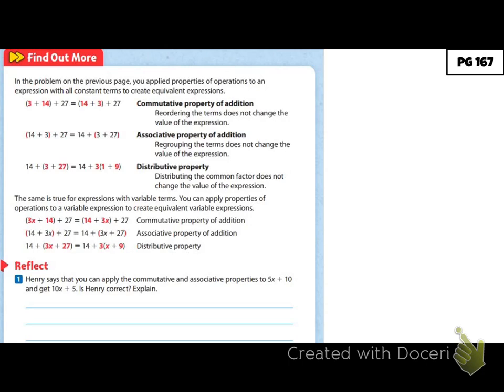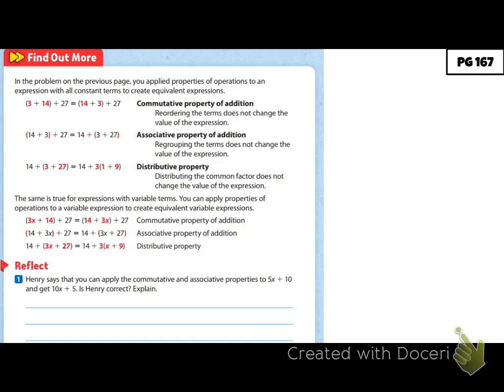Okay, so let's go through and find out a little bit more. In the problem on the previous page, you applied properties of operations and expressions with all constant terms to create equivalent expressions. So, you can see here we have three different properties. The first one is the commutative property of addition. This is what we did up at the top. It's reordering the terms, does not change the value of the expression.